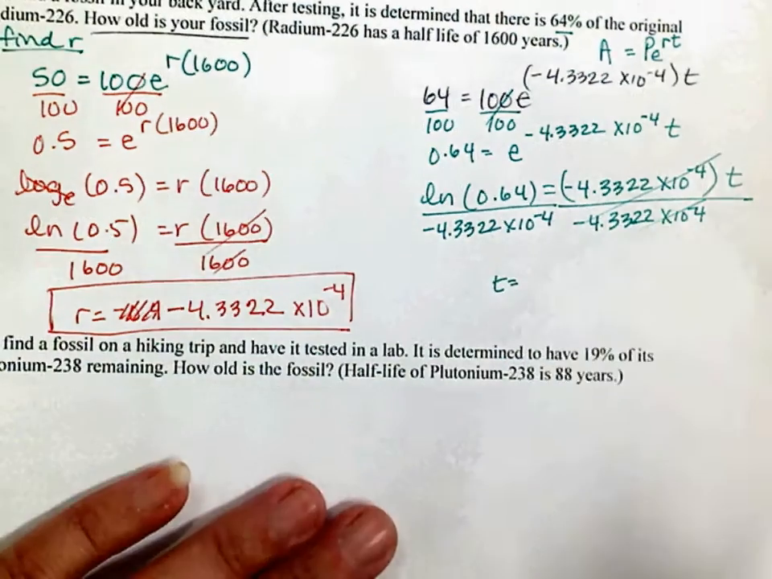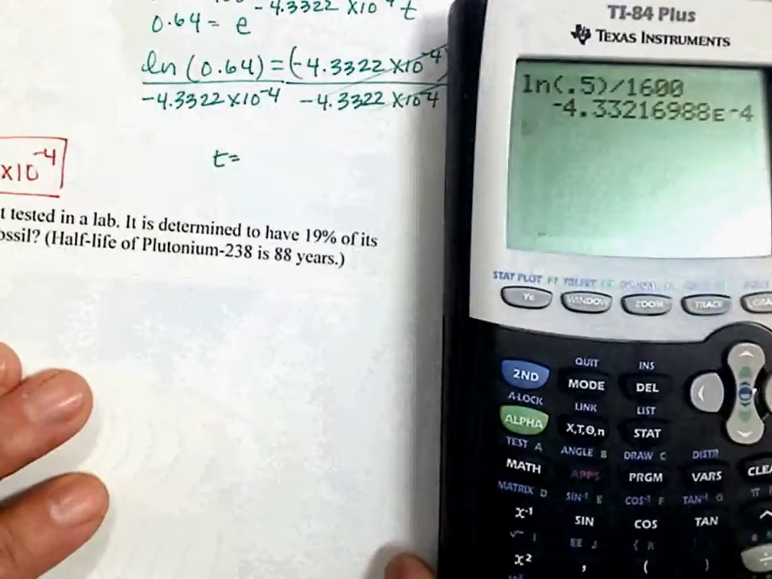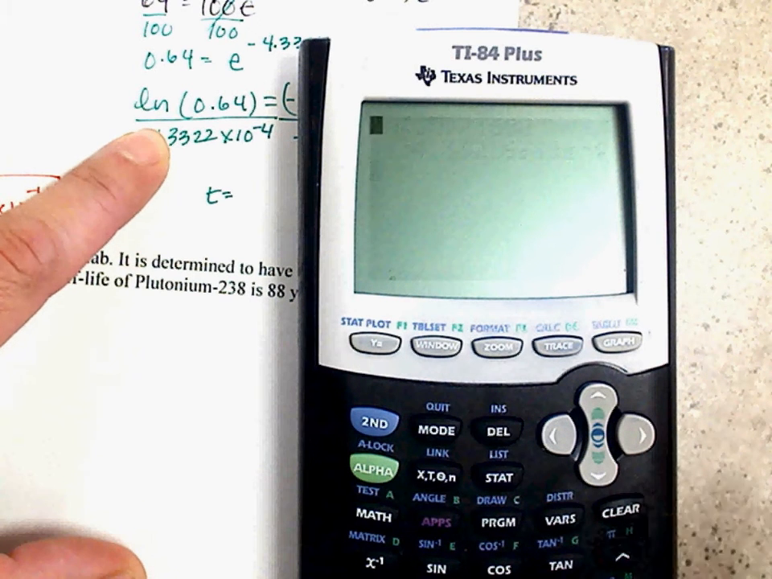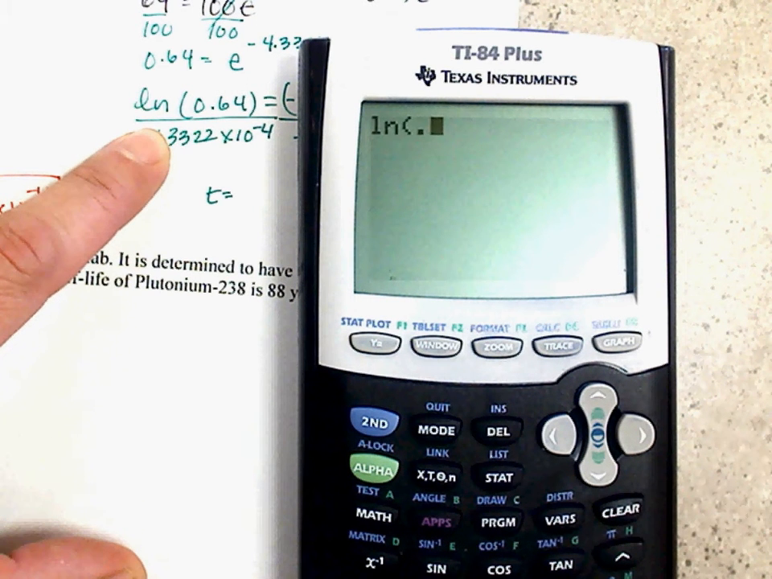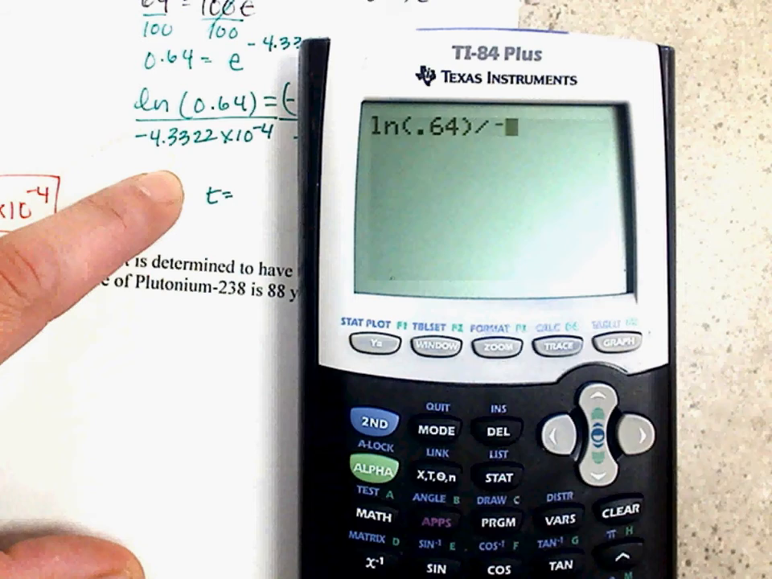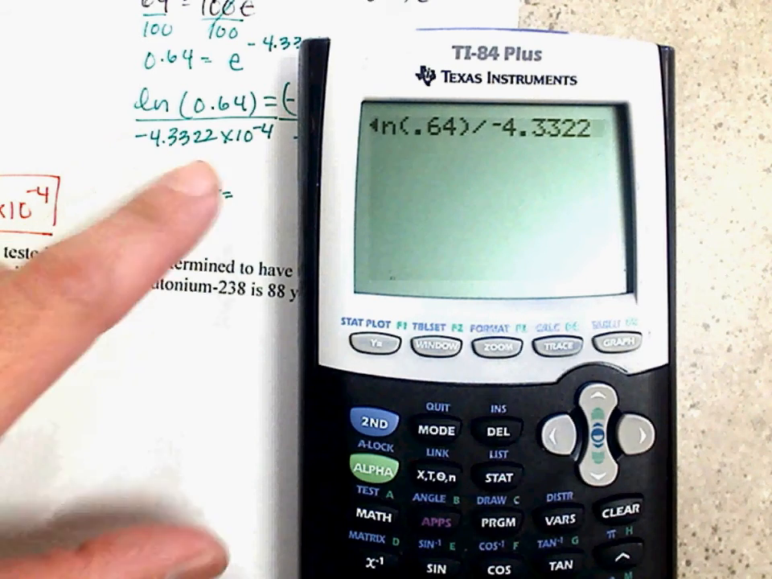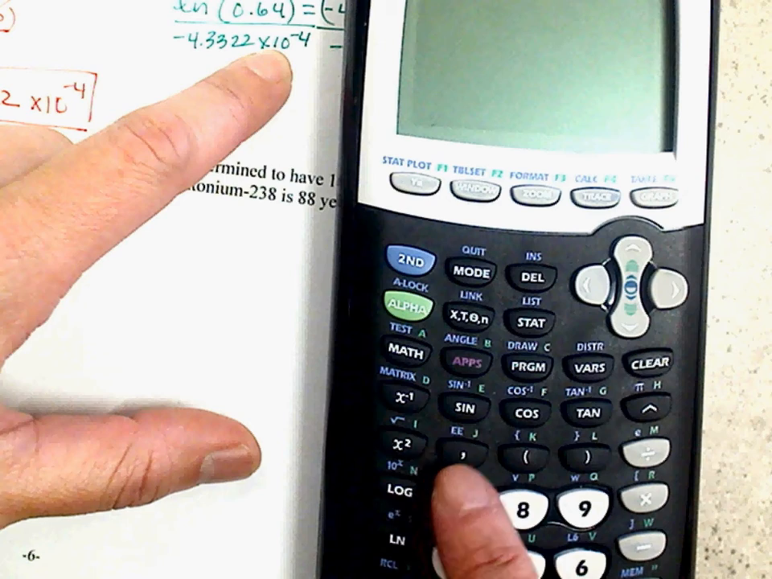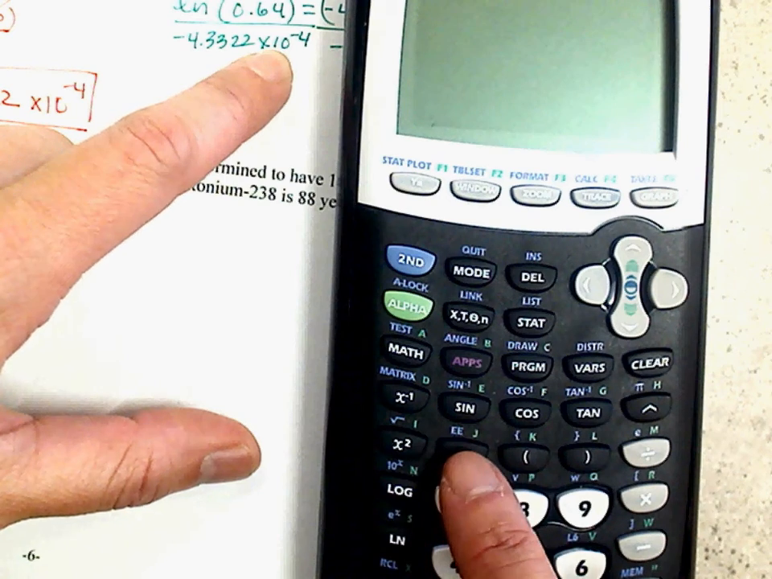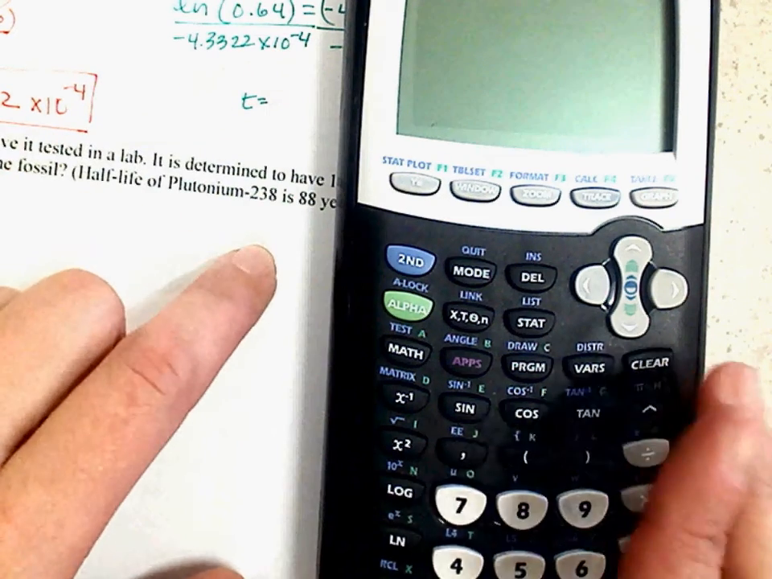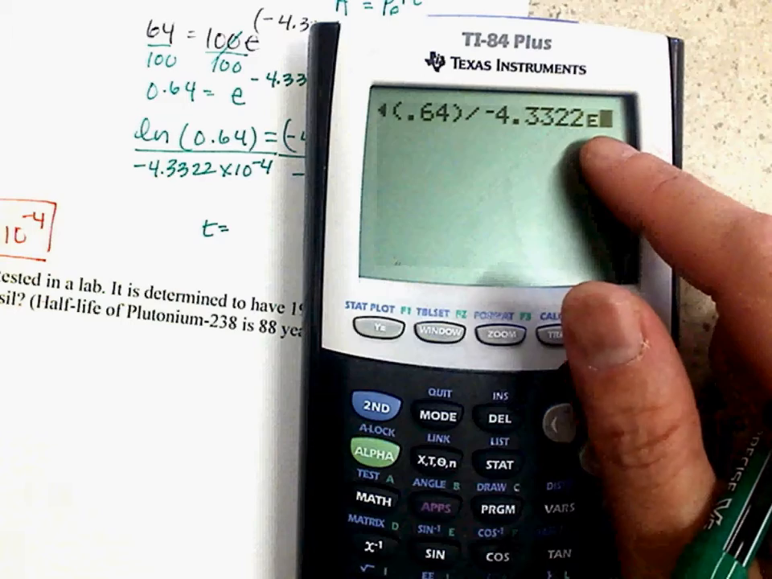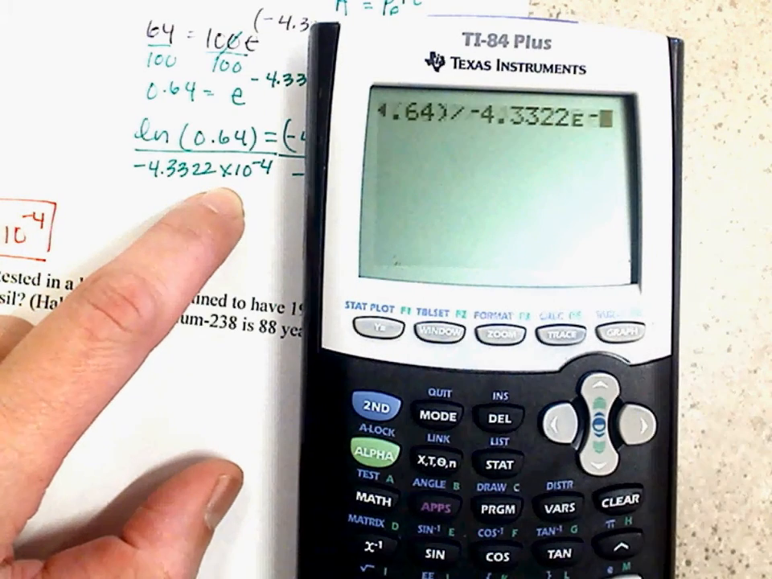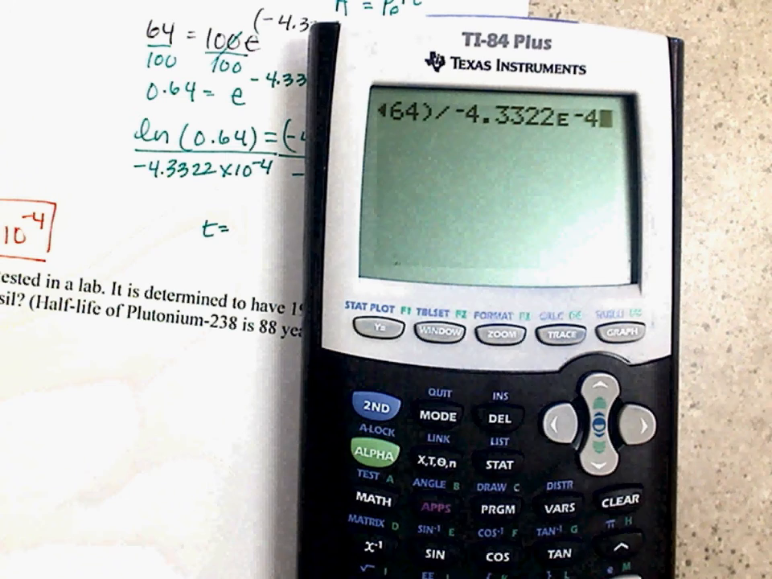Let me show you how to type this in correctly. Everyone ready? Natural log 0.64 divided by negative 4.3322. You guys see this times 10? That button is right here. You see that EE? So second E. You see how E comes up? That E represents times 10. Do not raise it to a power. Just put negative 4. EE tells you you've got the exponent, it's raising it for you.